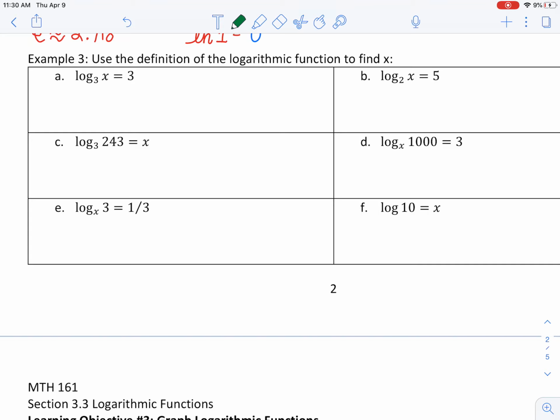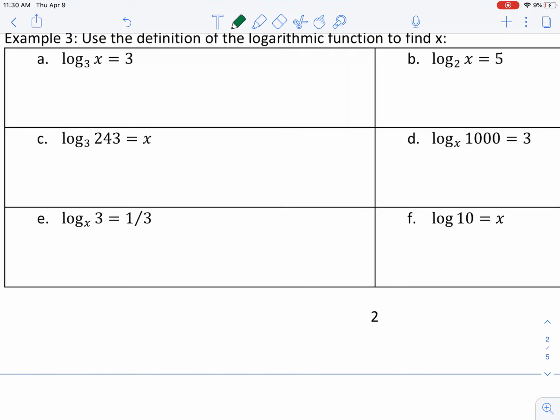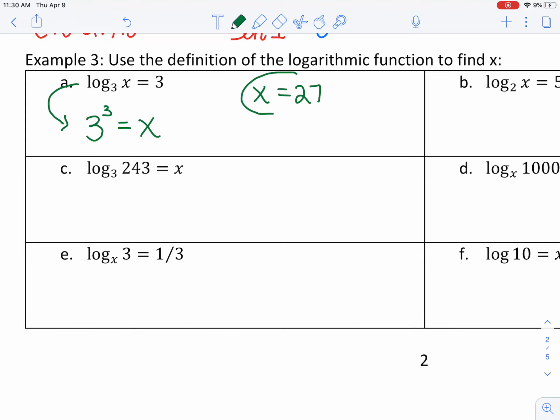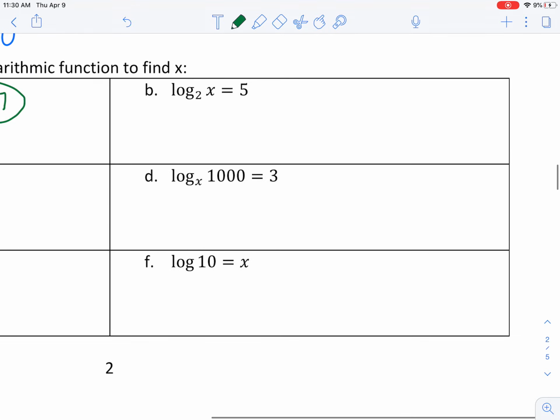All right, example 3. Use the definition of the logarithmic function to find x. Let's do that. Rewrite this in exponential form. 3 to the what power? 3 to the third power equals x. So you're going to have to rewrite it in exponential form to figure out what x is. Well, we know what x is now, right? What is 3 cubed? 3 cubed is 27. We found the answer.